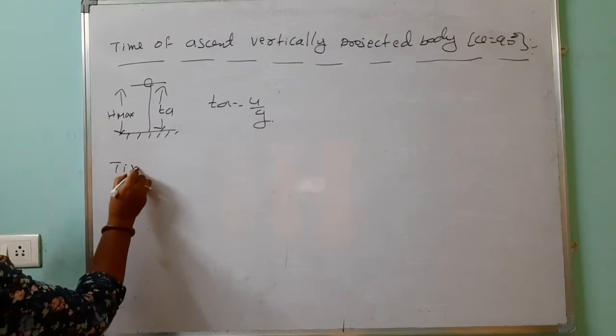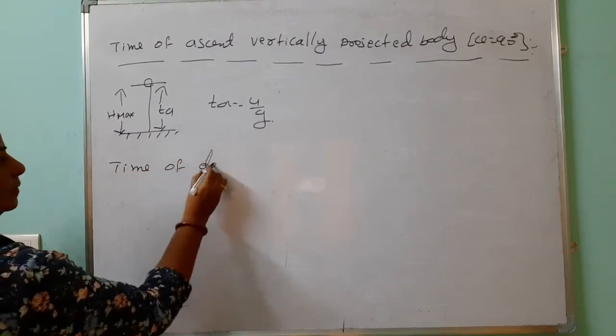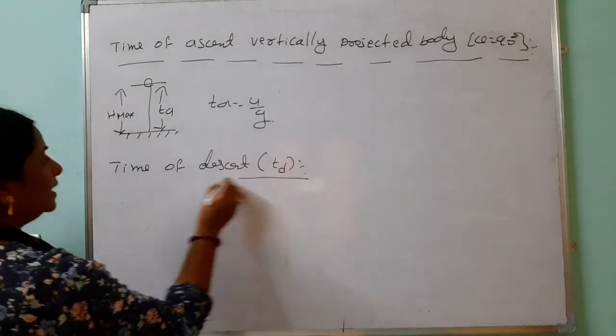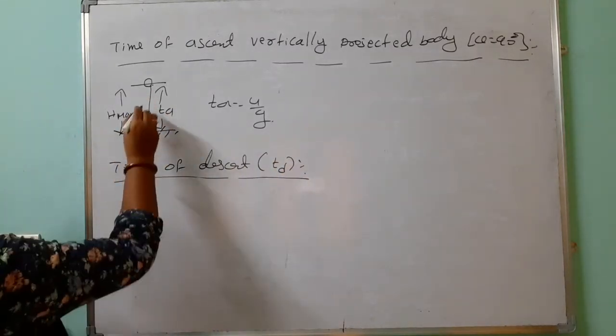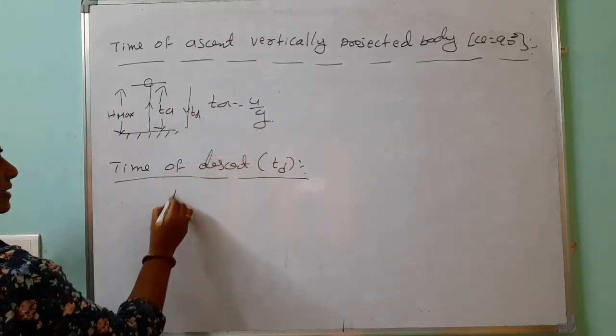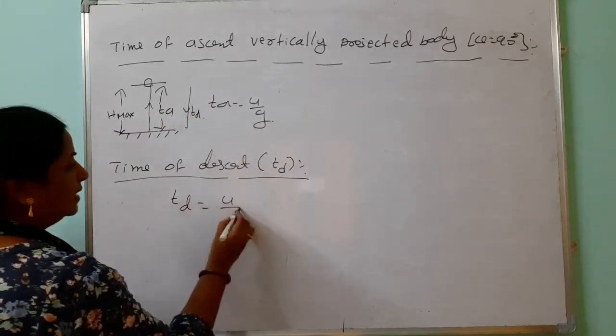Like that, time of descent. The time taken by the body to reach the ground from maximum height. It is while going up; coming down, you can say time of descent. Same formula, u by g.